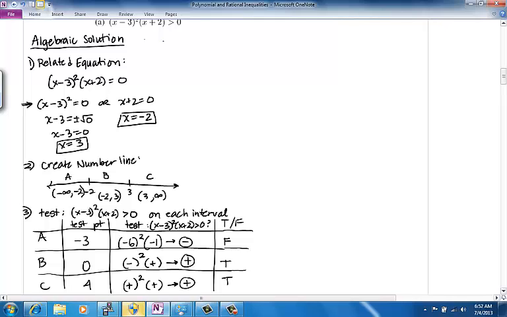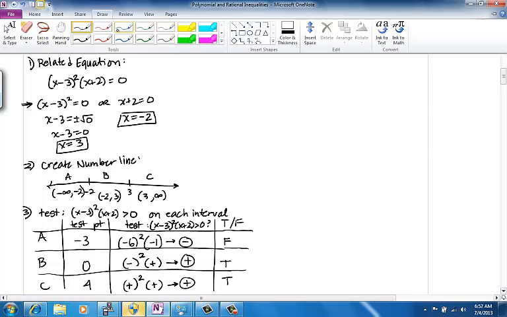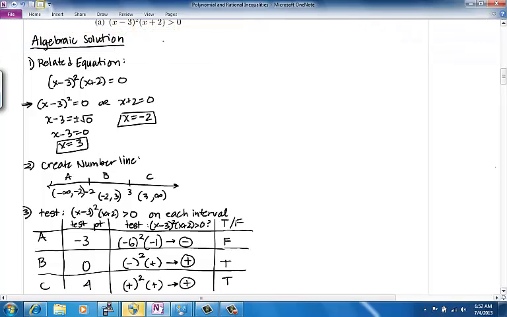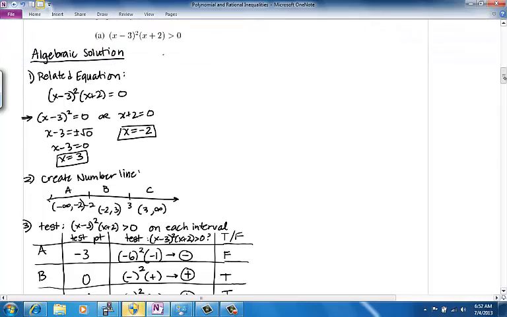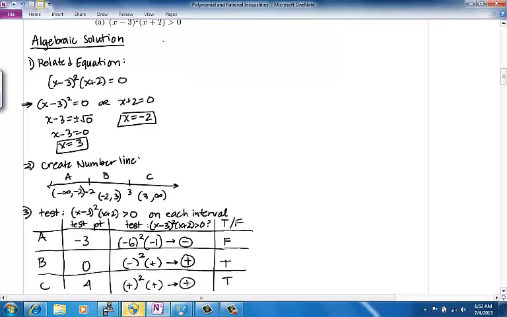So my solution set, which I'll go back up here and write, because I was looking for greater than 0, I'm choosing the intervals where my factors gave me a positive product, and then I wrote true for those 2 intervals, so interval B and C. So the solutions should be -2 to 3 union 3 to infinity.